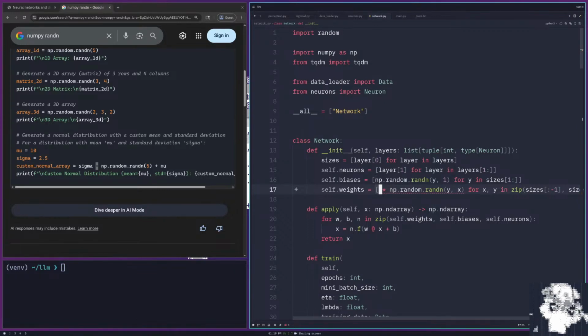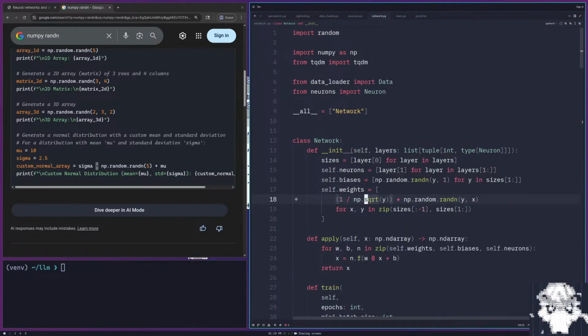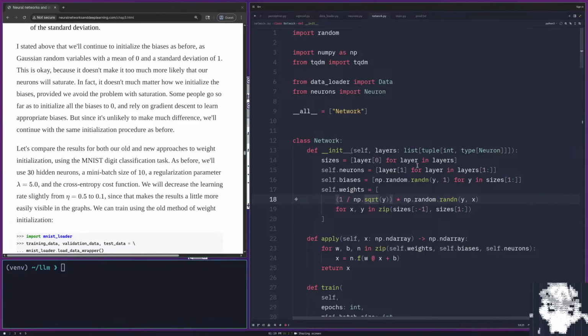So if I just multiply this matrix by 1 over the square root of... what is n in this case? It's either y or x. What's the issue with this? Square root is not defined. Can I just use a NumPy square root? Is this anything?